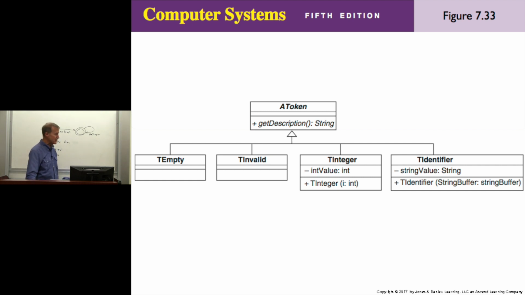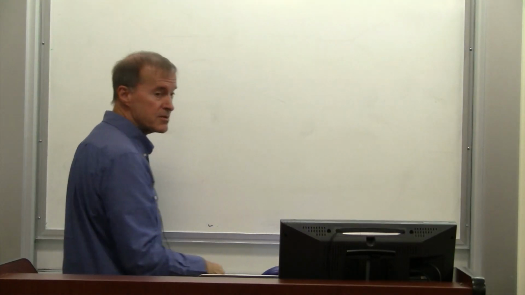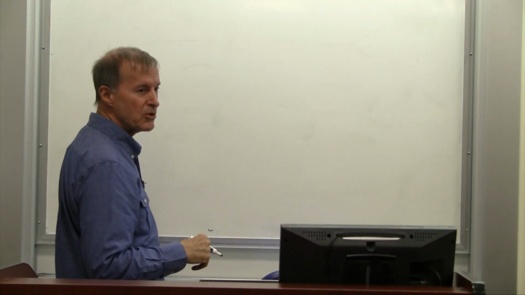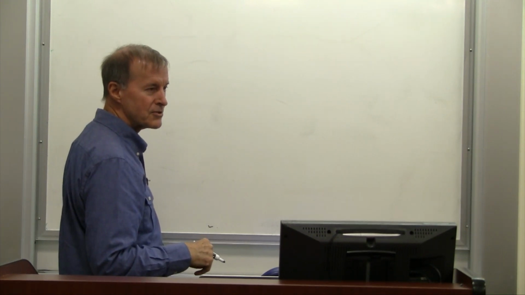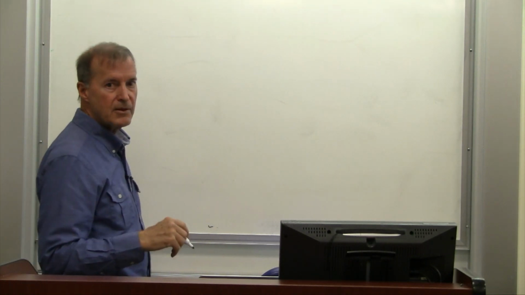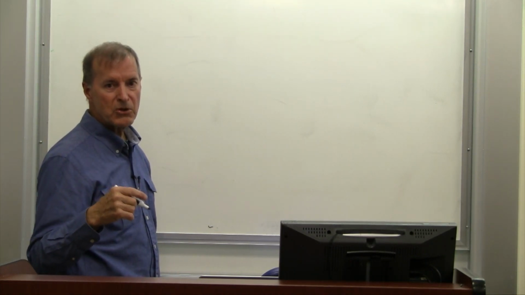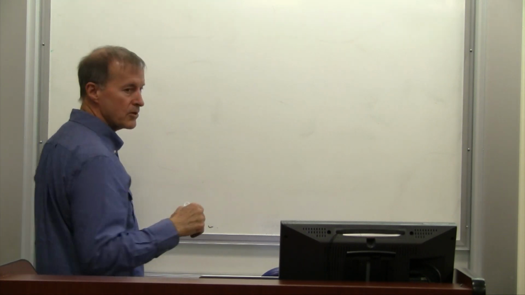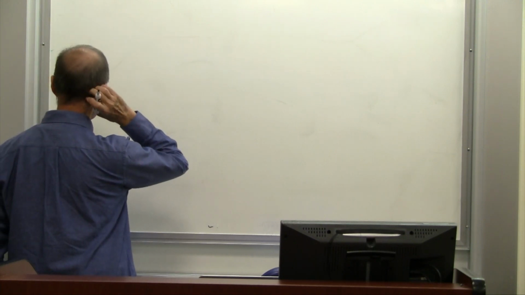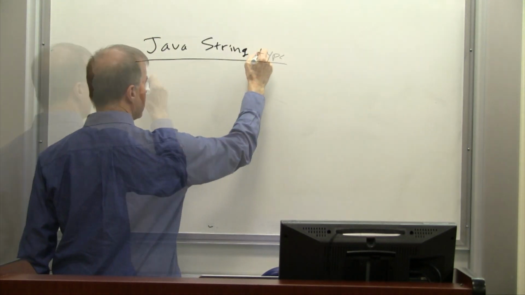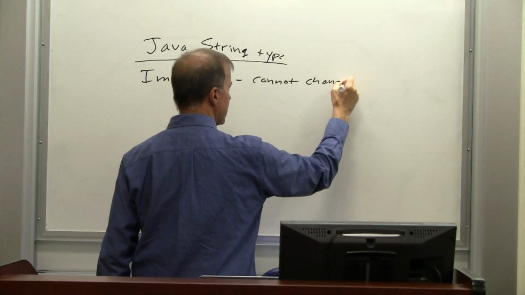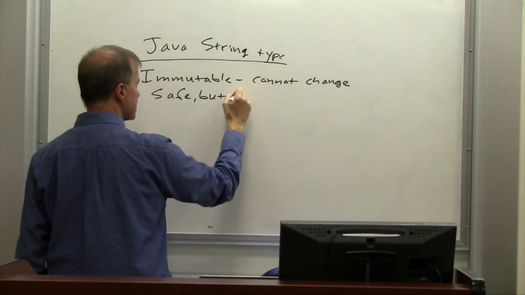Now let's close with this fact. Here's some Java info. Do you guys remember the difference between mutable and immutable from data structures? What's mutable versus immutable? Mutable means you can change it. Immutable means you cannot. So you need to know this. This is important Java info. So the Java string type is immutable, cannot change. Safe, but slow.